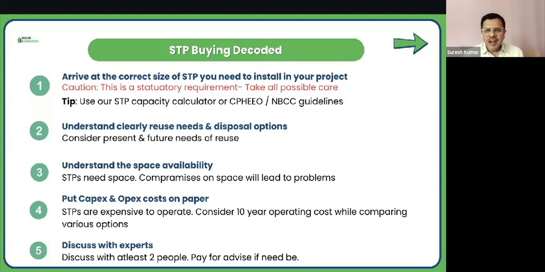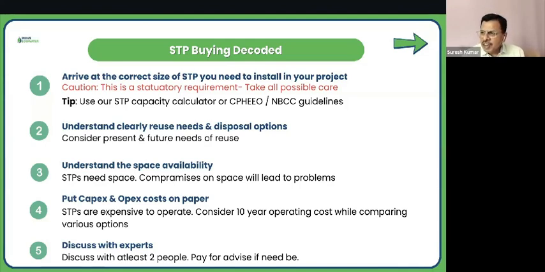Second, clearly understand reuse needs and disposal options. When you say reuse needs, how you are going to reuse this water. If there is no planned reuse, don't go for MBR. Treat the water to the highest level and throw it into the ground. That is not required. It will only ensure that it is not sustainable. You run it for some time because you are passionate, and after that, when people are not available, you give up. That should not be the case.